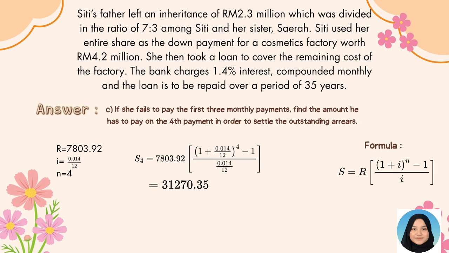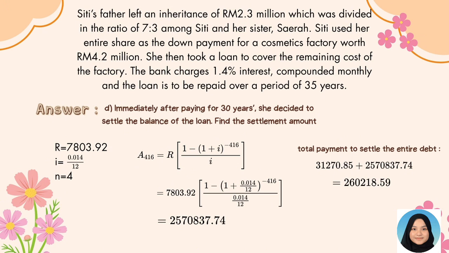Next, for answer C: if she fails to pay the first 3 monthly payments, find the amount she has to pay on the fourth payment in order to settle the outstanding arrears. In this scenario, Siti fails to pay her first 3 monthly installments. This means the payments accumulate interest. To calculate the amount she needs to pay in the fourth month to settle all the arrears, we use the accumulated value formula. Here, S4, because the missed payment accumulates until the fourth month, equals R[(1 + i)^n - 1]/i. After substituting the values, the total amount she needs to pay in the fourth month is 31,270.35.